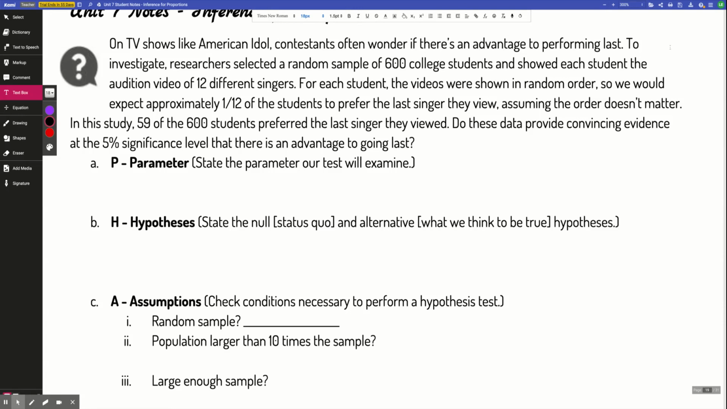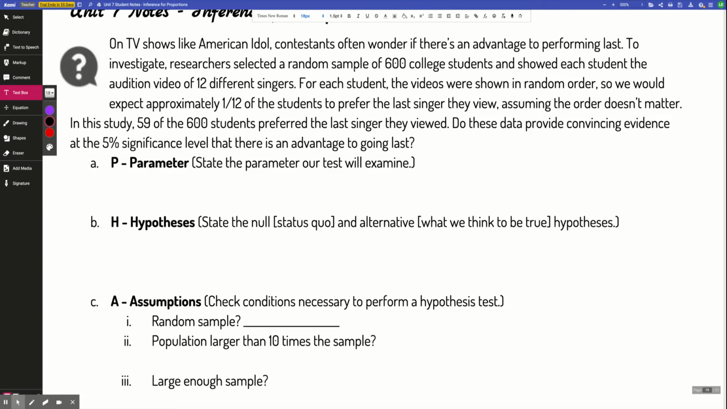Because the general psyche of people that are watching these shows is that, well, if we're getting close to the end of the episode, then this performance is going to be really good, even if it's not. So it's almost like a placebo effect, right? So we're trying to figure out, is there an advantage to performing last?